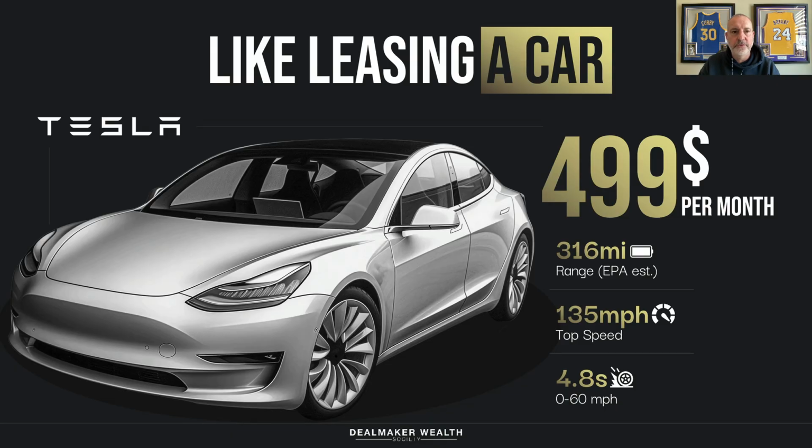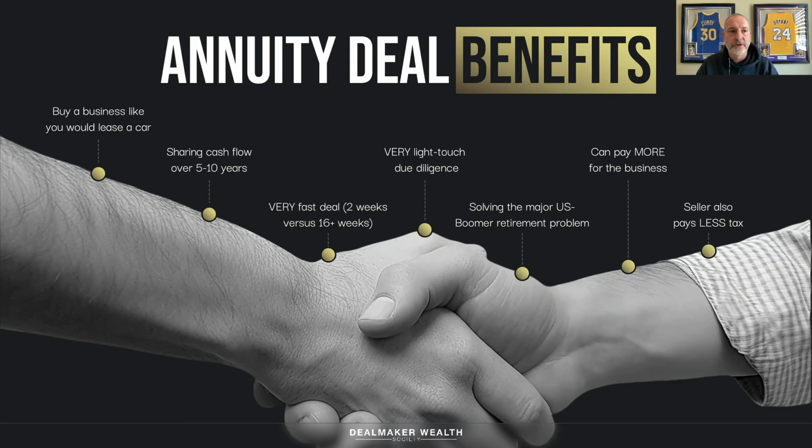So what is the annuity deal structure? An annuity deal is like you leasing a car versus buying a car. If you want to buy a Tesla, you can rock up to the Tesla dealership, pay $50,000 and the car's yours. Or you can lease the Tesla for a monthly payment over however many years that you decide to do it. And this is exactly what we're talking about with an annuity deal. It's buying a business like you would lease a car. You're sharing the cash flow between you and the prior owner over a 5 to 10 year period.